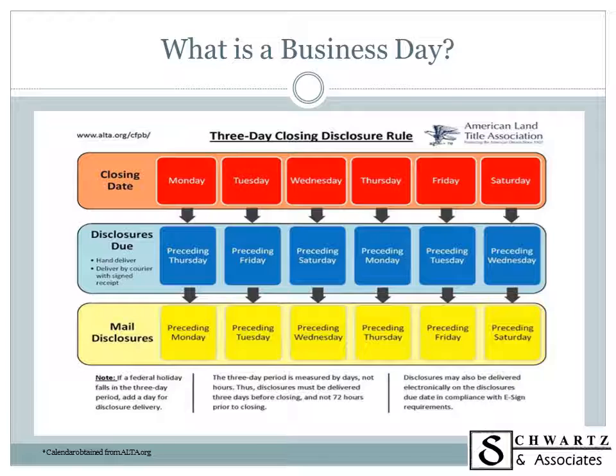The 3-day period begins when the creditor delivers the closing disclosure or places it in the mail, not when the consumer receives it or is considered to have received it. If mailed, it is considered to be received 3 business days after placing it in the mail.